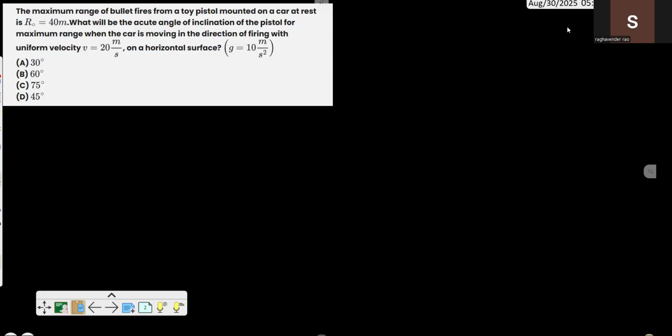Let us do this question. In this, he says the maximum range of a bullet fired from a toy pistol. It is present on a car. Let us draw a car like this.